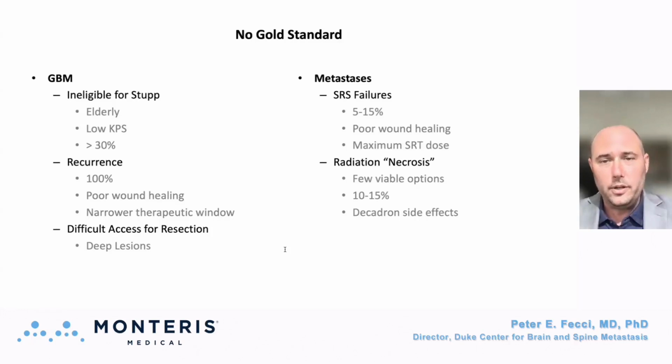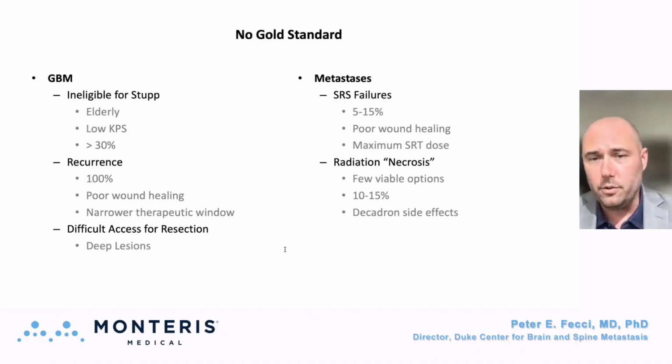In the metastatic arena, it's going to be patients who fail SRS. Again, no gold standard for how to treat those folks. It's essentially going to be 5 to 15% of your brain mets patients. They will suffer oftentimes poor wound healing if the scalp was in the radiation field as well, and therefore open resection for those folks can be a concern. Also, folks who have maxed out their radiation dose, what's going to be your move there?